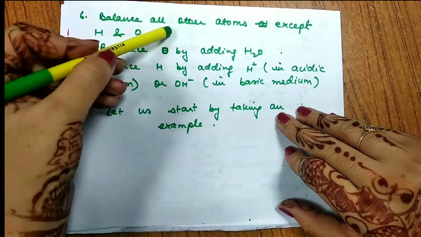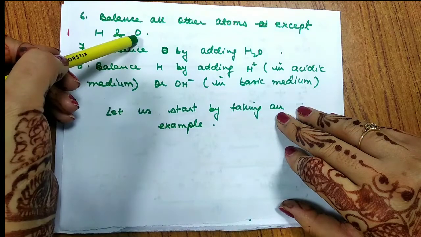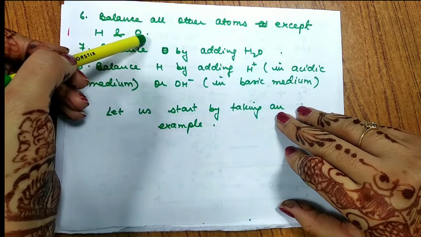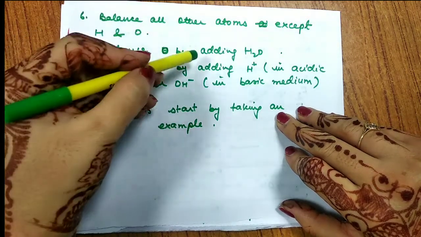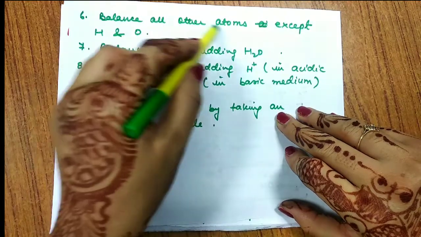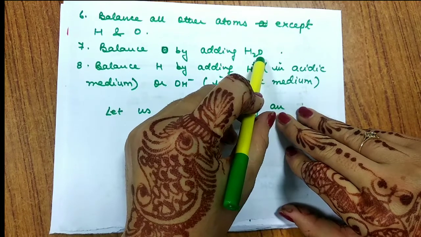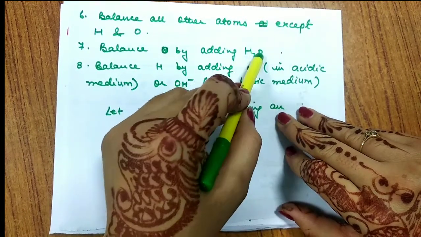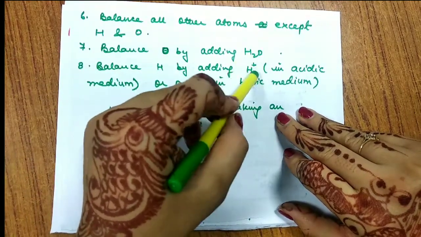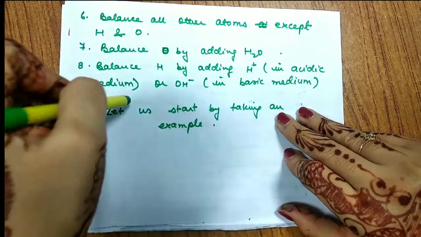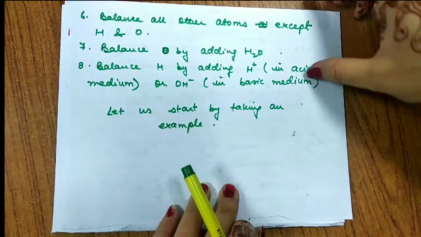Once we do that, our next aim is to balance all the atoms other than hydrogen and oxygen. Next, balance oxygen by adding water. Once we balance all other atoms, the next step is to balance oxygen by adding water to the deficient side. Where oxygen is less, we add water. By adding water, we have more hydrogen, so we need to balance hydrogen by adding H+ ion if it is an acidic medium, or by OH- ion if it is a basic medium. Let us start by taking an example.